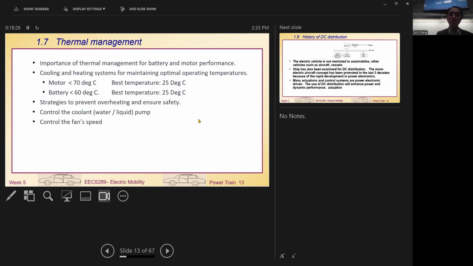But temperature is also quite important. Temperature depends on your component, but you do need to control temperature for the vehicle to make sure they are safe. Typically, for most motors, we are not able to operate a motor at too high a temperature. I think less than 70 degrees will be quite a limit. Some motors we are able to operate at high temperature.